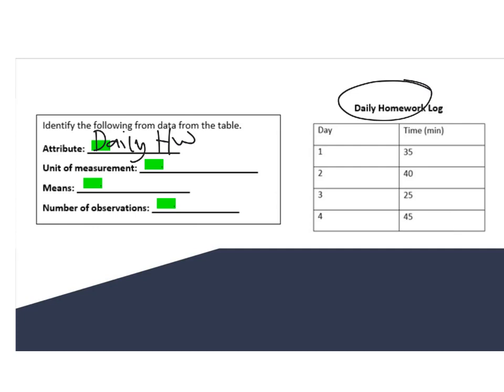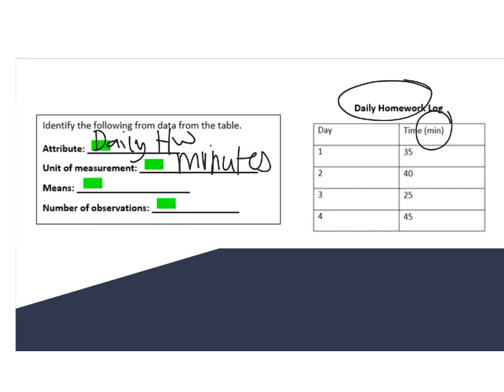The unit of measurement, remember that is, think about like on your quizzes when we take off points because you didn't put the units. That's what we're talking about here. So what are the units that they're looking at? Well, our units are going to be the minutes that were spent. Means, that's the tool that was used to collect data.